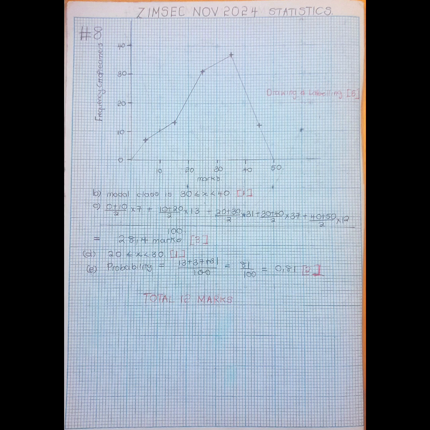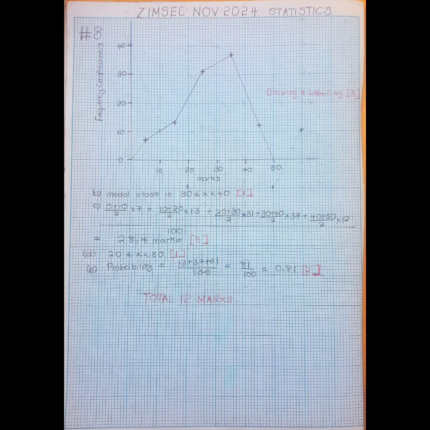The modal class is the one with the highest frequency, which is 30 to 40. For the estimate of the mean, we say summation of midpoints times frequency over the total number of learners, and we get 28.4 marks.